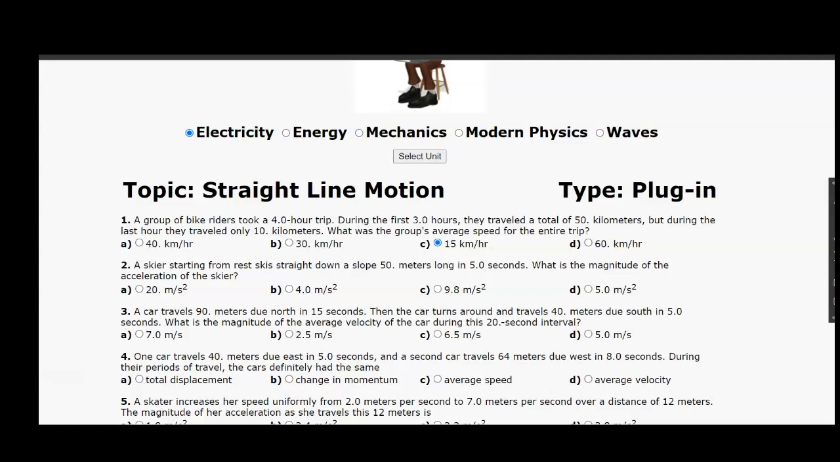One car travels 40 meters east in 5 seconds. The other one travels 64 meters west in 8 seconds. The cars definitely have the same what? 40 and 5, 64 and 8. They have the same what? Very good. Why would it be wrong to pick average velocity? It would be wrong because they have different what? Directions. Good job on speed.